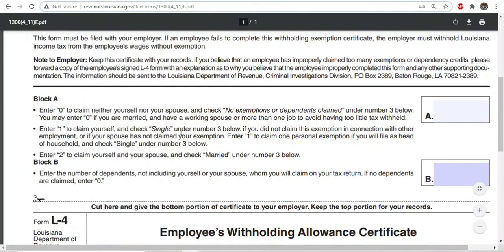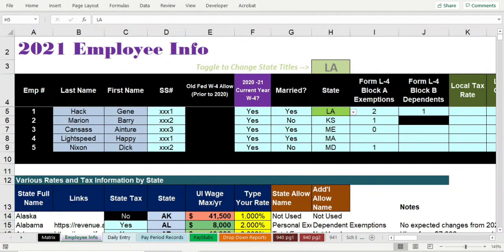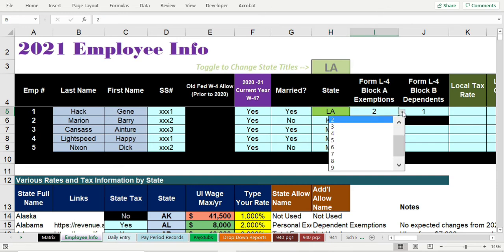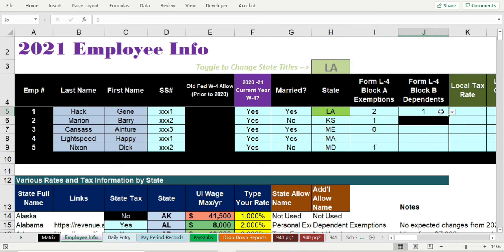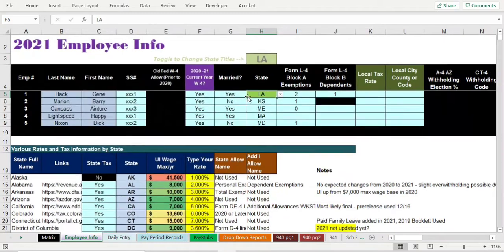Just two questions on here. Going to be picking your personal exemptions, really a 0, a 1, or a 2 from Block A, and then a question for Block B about your number of dependents. So when you answer those questions, Block A's questions of 0, 1, or 2 goes here, and your dependents would go here. And that's what you need from the L4.